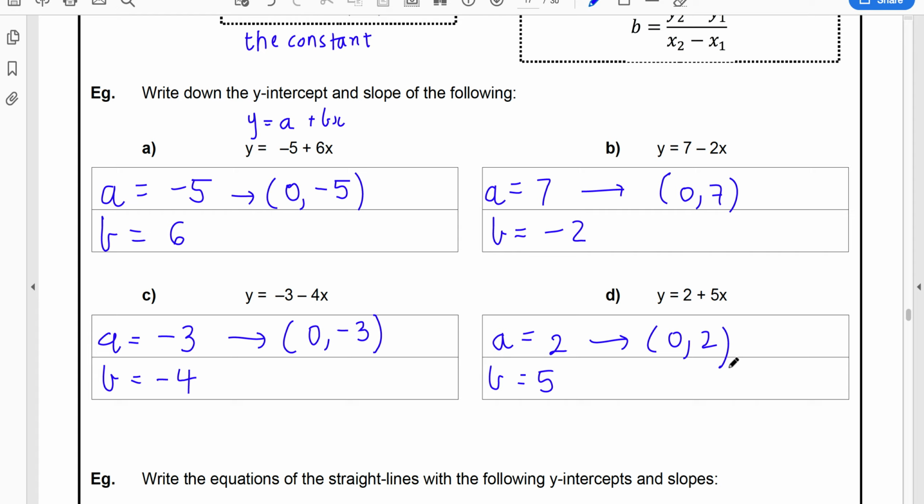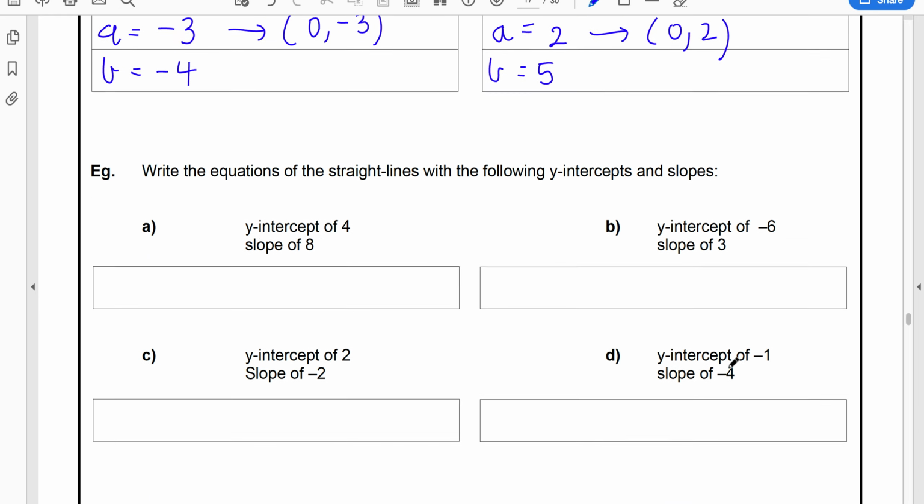There we go. Especially for worded questions, some that will come up next week, we definitely need to be able to identify very quickly the gradient and the y-intercept, because we're going to be interpreting them in context.